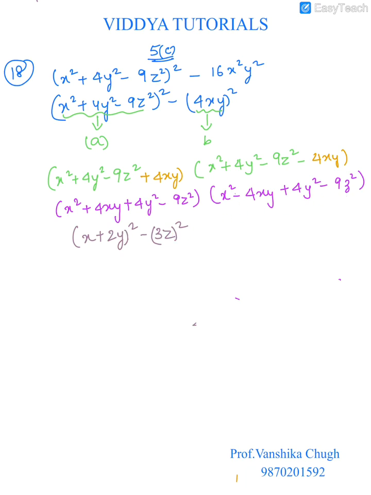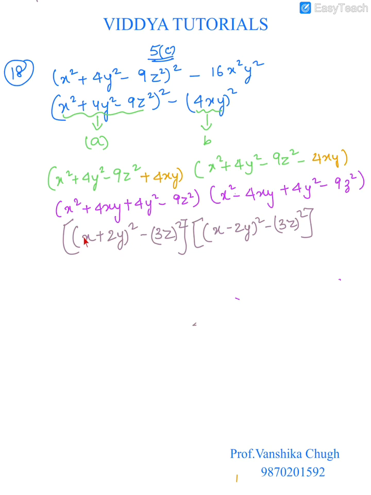Let's move to this bracket. So here my first bracket will be (x − 2y) the whole square minus (3z) the whole square. So here I form my bracket. Square root of x² is x, square root of 4y² is 2y, and the sign of the middle term. Square root of 9z² is 3z.